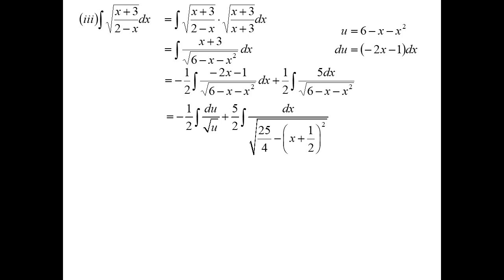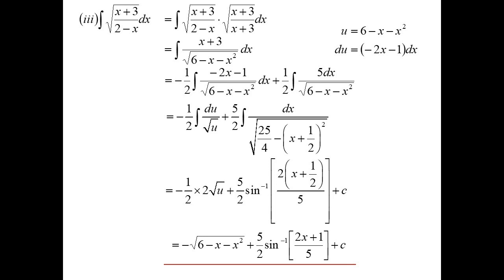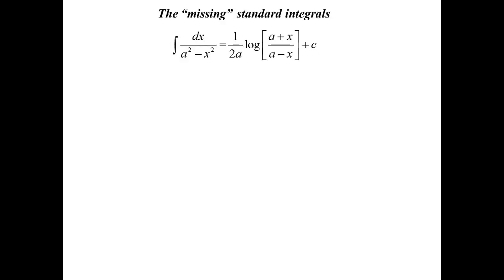Because it is in the square root of a squared minus x squared, that's inverse sine, isn't it? So we have inverse sine. So the first one goes to 2 root u, the second one goes to inverse sine. We can make that look better. 2x plus 1 on 5. So those missing standard integrals. But the difference of two squares. I said a squared minus x squared ends up being that.